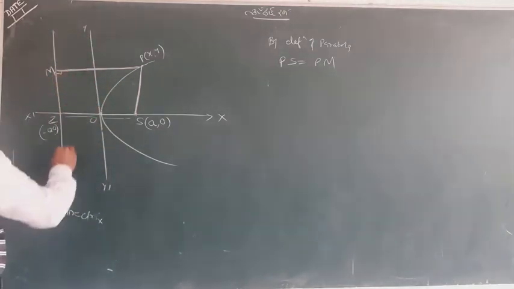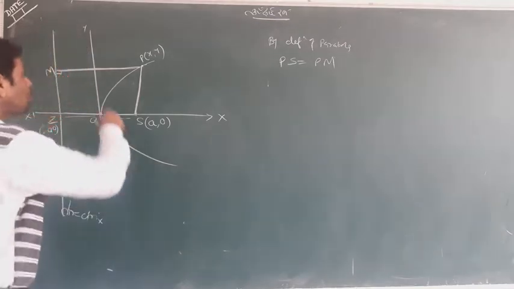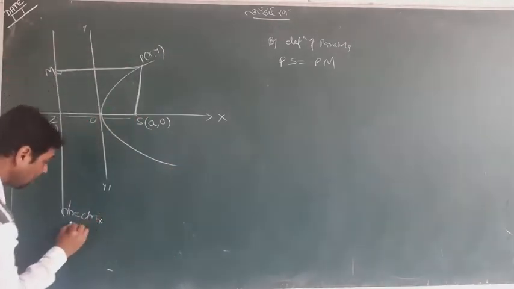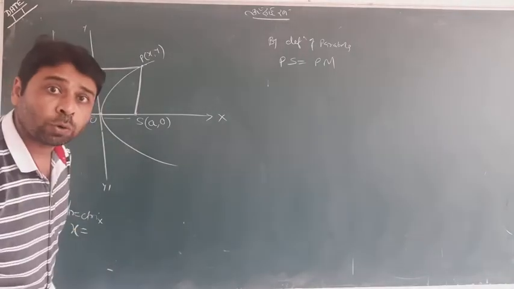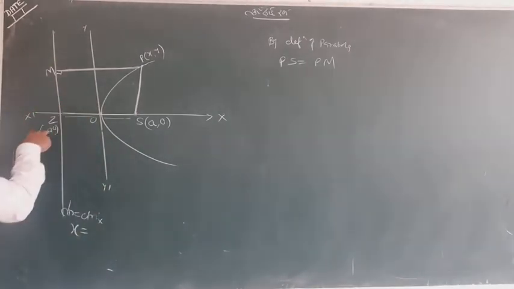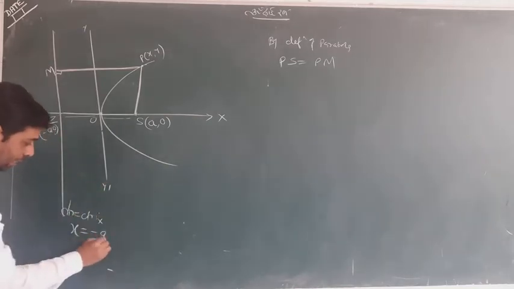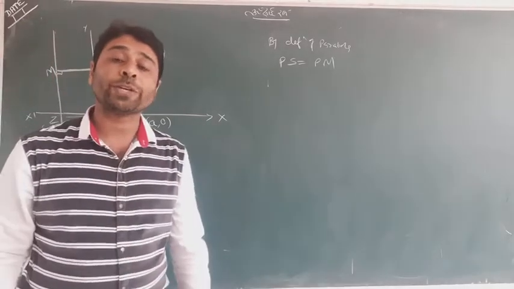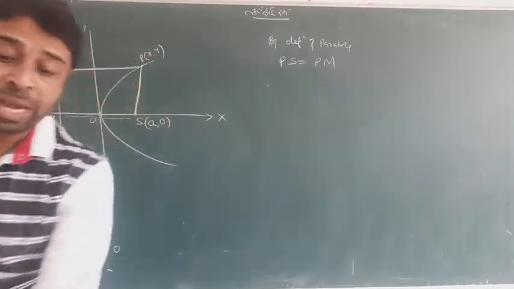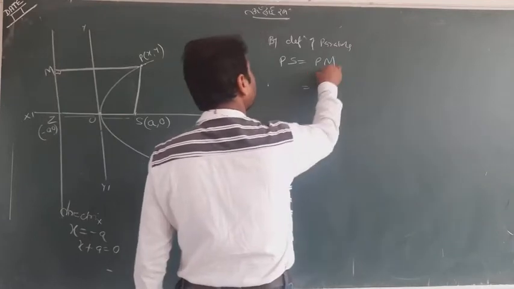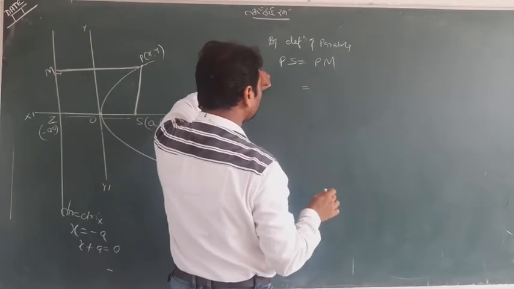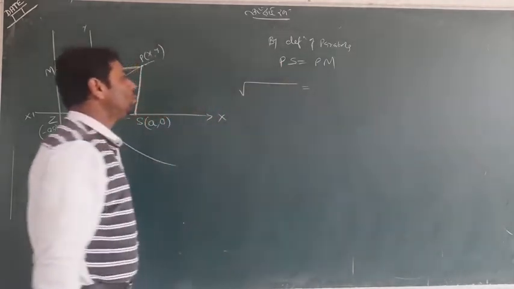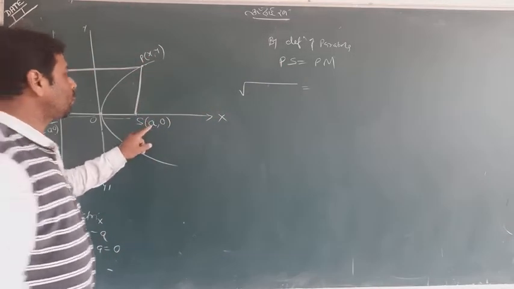This directrix is itself a line which is parallel to the y-axis, and any line parallel to the y-axis is x equals what? x equals a constant, the value through which it is passing. It is passing through -A. So x equals -A, so x plus A equals 0. It is none other than the equation of the directrix. Now, what do you think about PM? PS is very simple. One should know that PS is none other than the distance from P to S, and you can use the distance formula: x2 minus x1 squared.